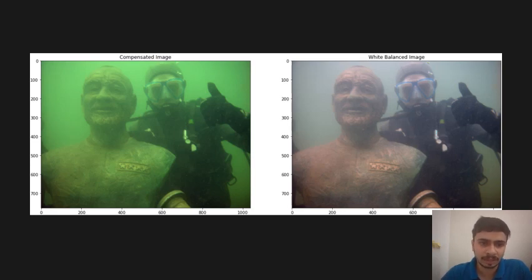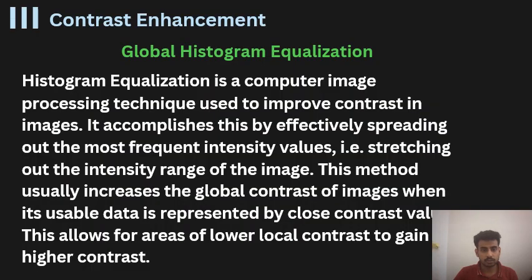And therefore, this is the compensated image compared to the white balanced image. Contrast enhancement, global histogram equalization. Histogram equalization is a computer image processing technique used to improve contrast in images. It accomplishes this by effectively spreading out the most frequent intensity values, that is, stretching out the intensity range of the image. This method usually increases the global contrast of images when its visual data is represented by close contrast values. This allows for areas of lower local contrast to gain higher contrast.